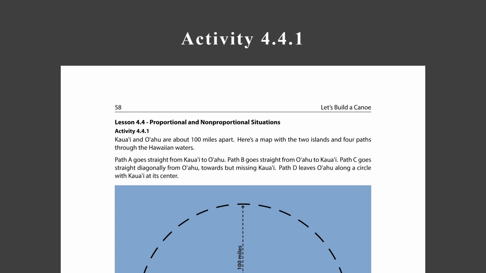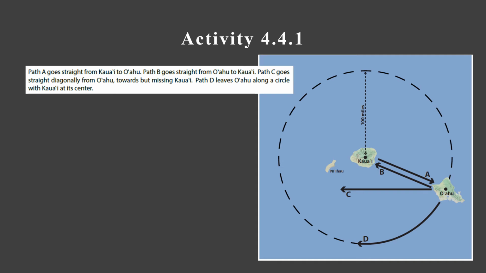Activity 4.4.1 says Kauai and Oahu are about 100 miles apart. Here's a map with the 2 islands and 4 paths through the Hawaiian waters. Path A goes straight from Kauai to Oahu. Path B goes straight from Oahu to Kauai. Path C goes straight diagonally from Oahu towards but missing Kauai. Path D leaves Oahu along a circle with Kauai at its center.